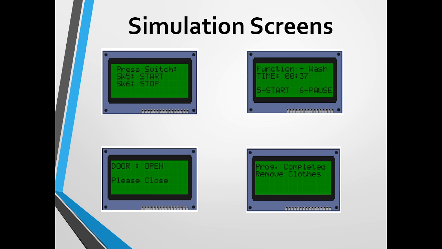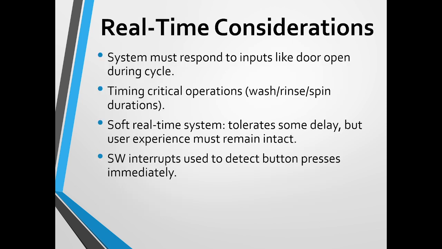Then during operation, if we want to stop the operation or stop the washing machine, we need to press key number 6 to pause the operation. Then if we press key number 1, it will show the status like door open, please close. Means the door is open. If the door is open, then it can't start the operation, or the operation may get stopped suddenly. Then, if the operation gets completed, it will show the status like program completed, remove clothes.